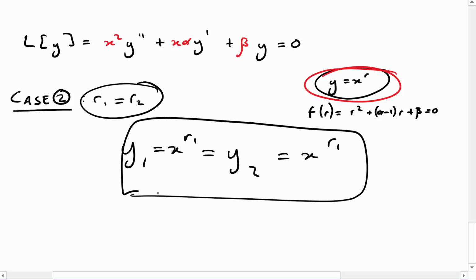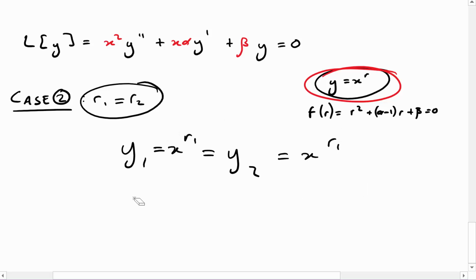I have to have two solutions for a second order differential equation. Otherwise I could confuse it with solving a first order differential equation, which I'm not, because I've clearly got the second derivative involved. So I need to distinguish these two roots in some way, so I'm not going to make them equal to each other.